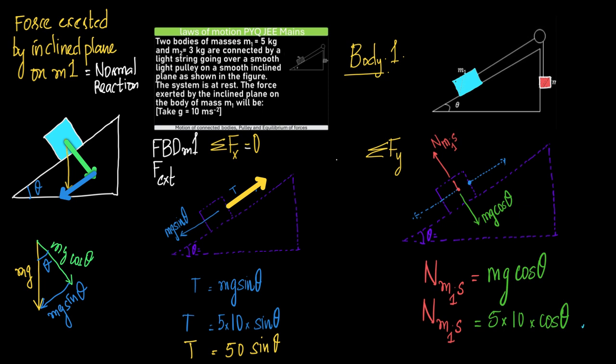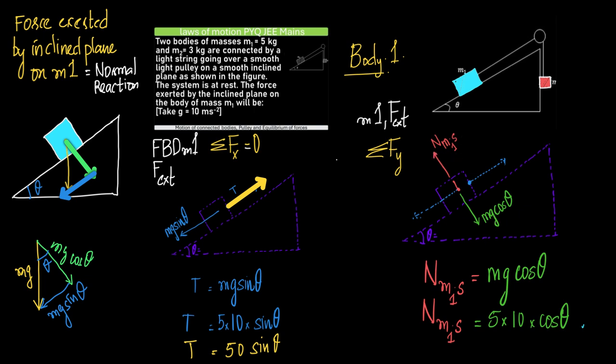Now what will be the case when it comes to sigma Fy? Again, for which body is this? This is for the body M1. We are considering only the F external, and when F external is considered, there are only two components. One is weight. What is the vertical component of weight? It is mg cos theta. And as we said earlier, what is the force exerted by the inclined plane on M1? It will be the normal reaction, acting perpendicular to the incline.